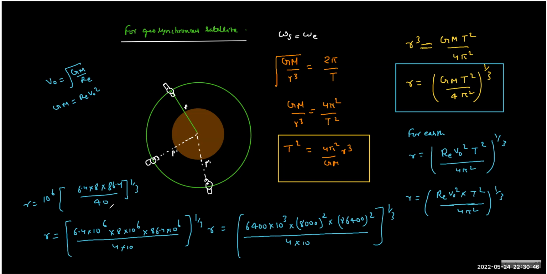Yeah, so we got roughly 4.8. So this turns out to be R equals 4.8 into 10 power 6 meters. So we can write 4.8 into 10 power 3 kilometers, which is roughly how much? 4,800 kilometers, right? Yes, sir. Okay, let me check. I think maybe there's a calculation mistake, but hopefully.